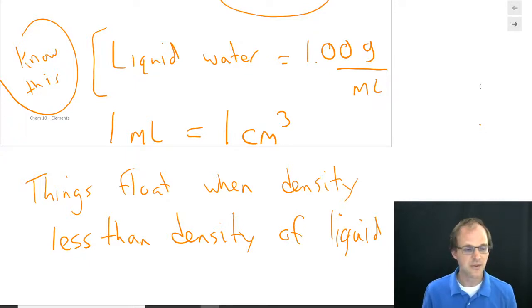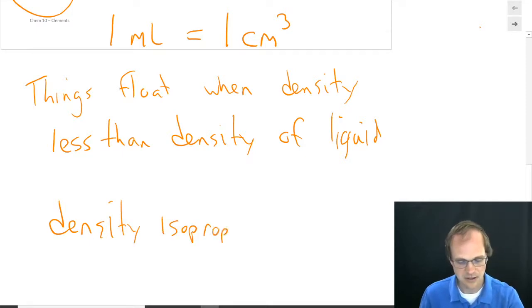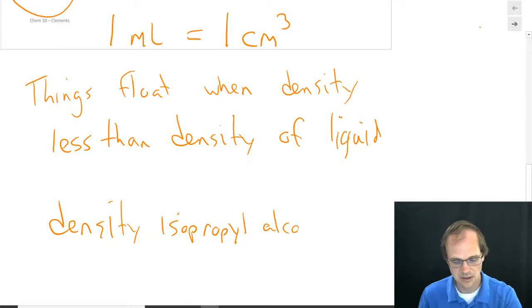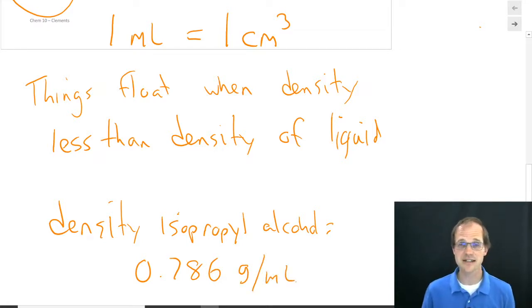So why does that matter? Well, it turns out that the density of isopropyl alcohol is 0.786 grams per milliliter. It's significantly smaller than the density of water. And so when you have the ice, which has a density larger than that, you end up having ice sink inside your isopropyl alcohol instead of floating.